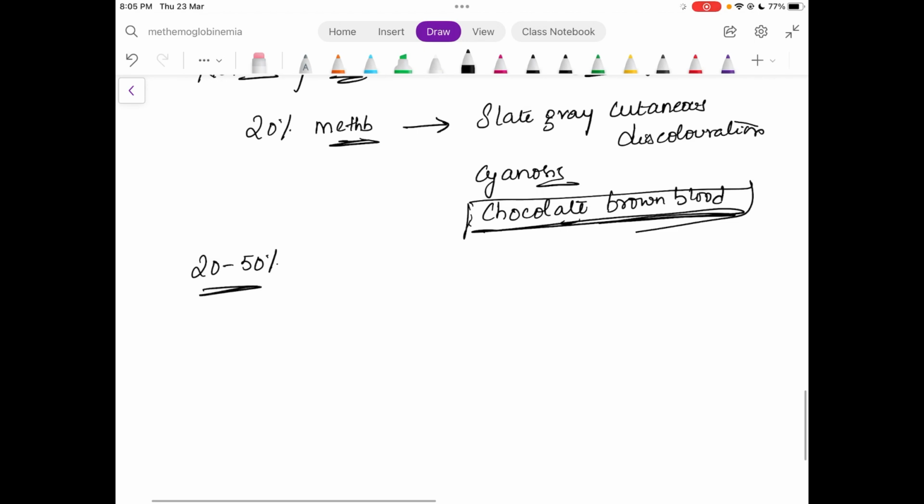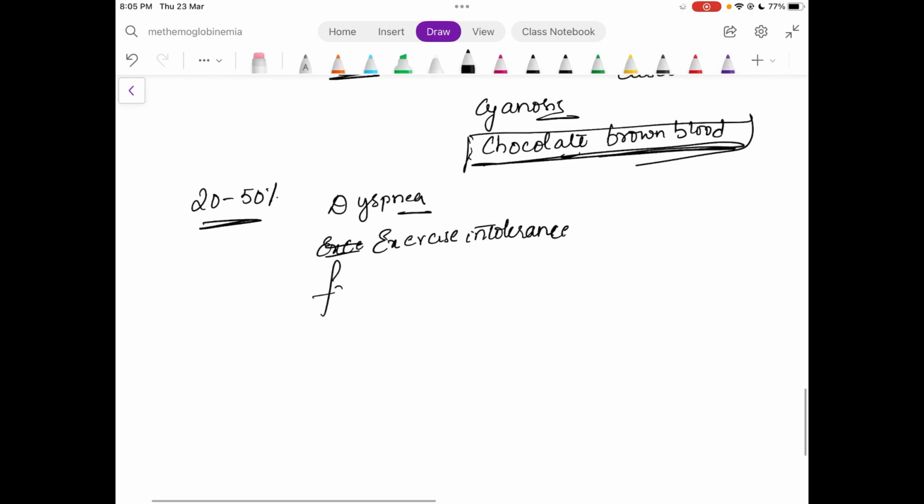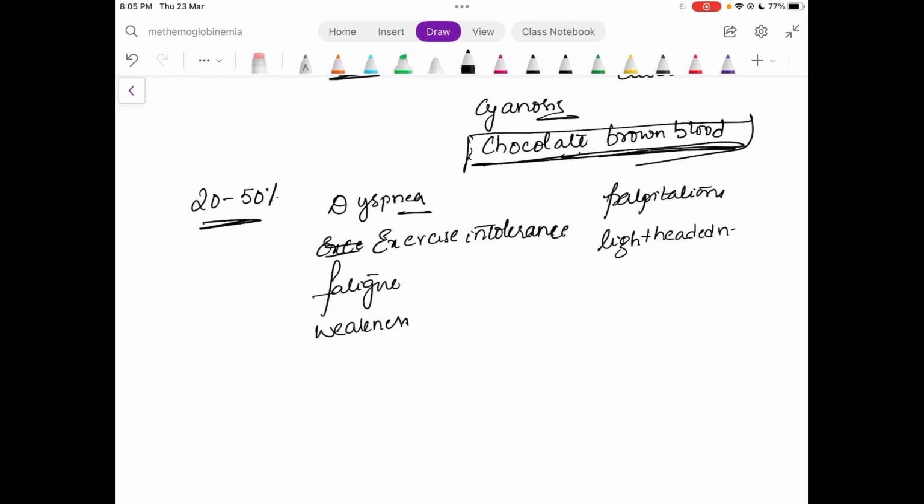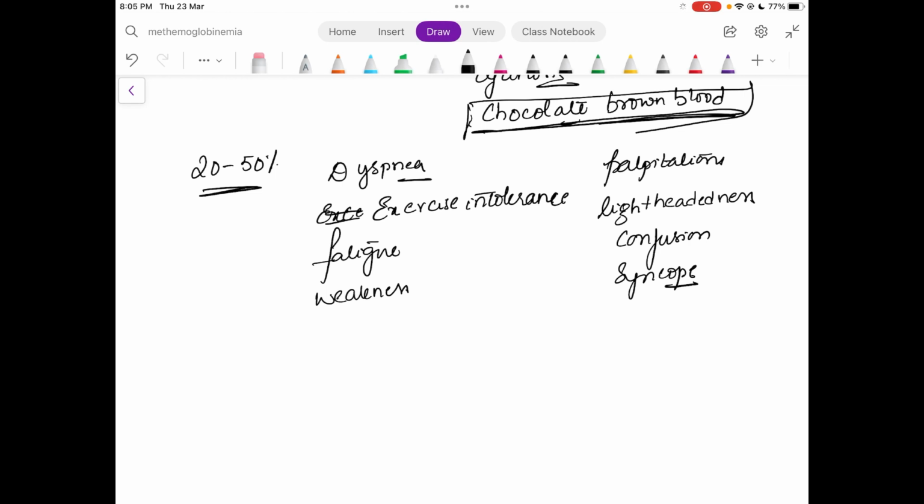Okay, next, if the methemoglobin percent is around 20 to 50%, the patient will have dyspnea, exercise intolerance, fatigue, weakness, palpitations, lightheadedness, confusion, and the patient can have syncope.